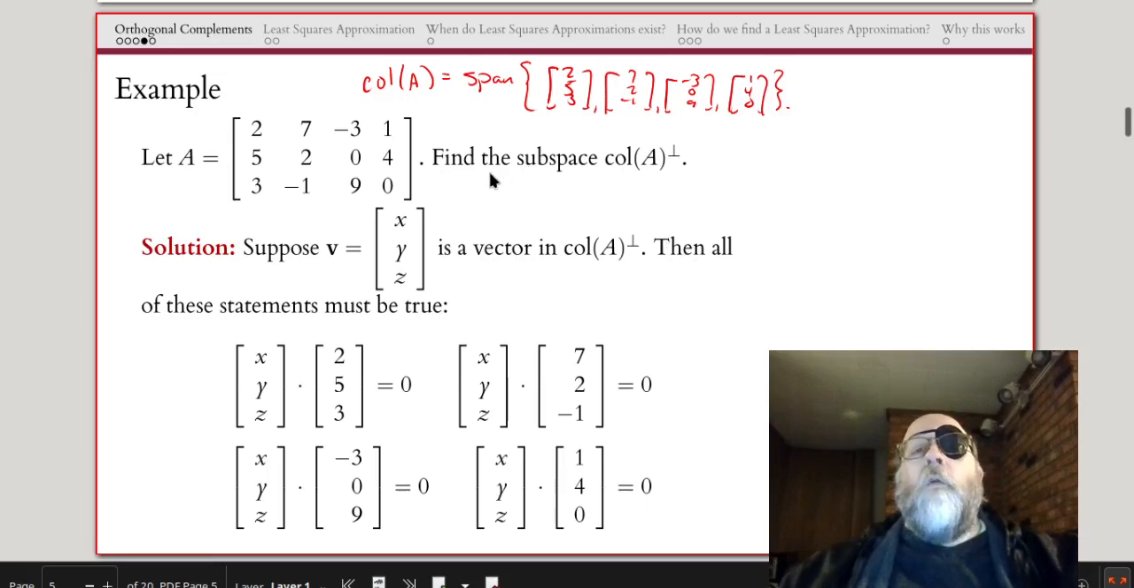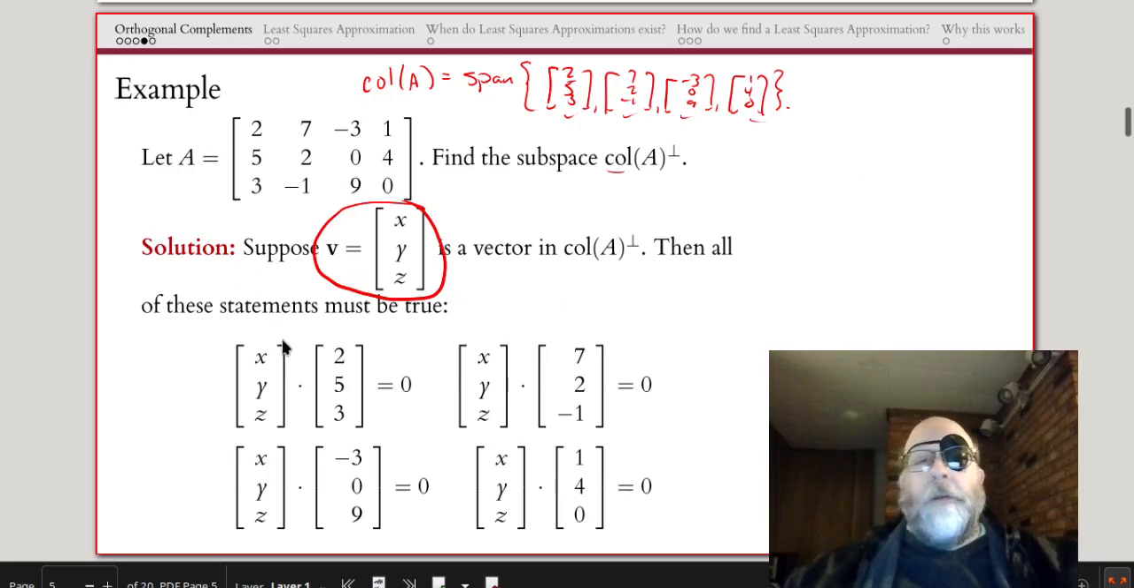Well, there's a trick for column spaces that we're going to see in a moment. So let's say we have a vector v that's in the orthogonal complement of the column space. Because it is perpendicular to every vector in the column space, it will be perpendicular to all four of these vectors. And so the vector v dot with 2, 5, 3 is equal to 0, and the dot product of v with 7, 2, negative 1 is 0, and so on and so forth.